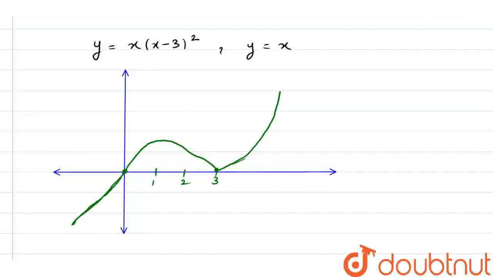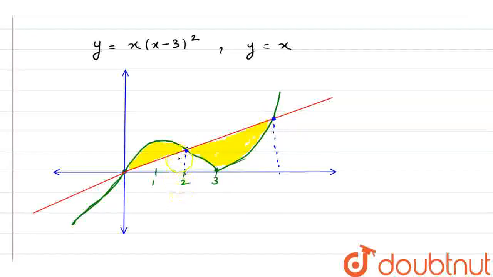Now if I talk about the equation of the line that passes through the origin, y equals x, it will go something like this, right? And we need to find this area. Before finding that area, we need to find this point and this point of intersection.